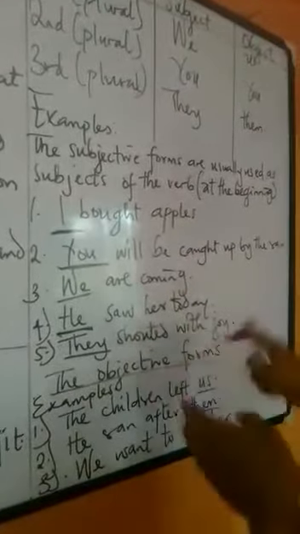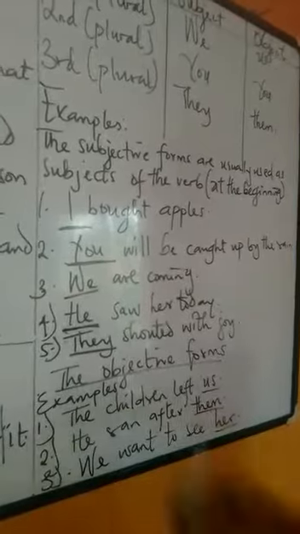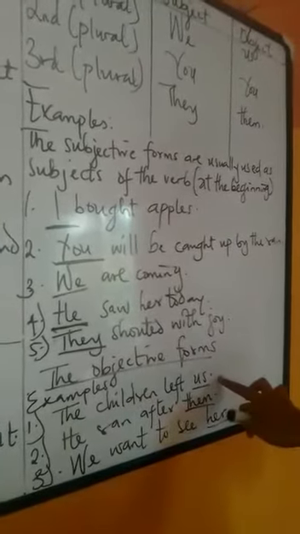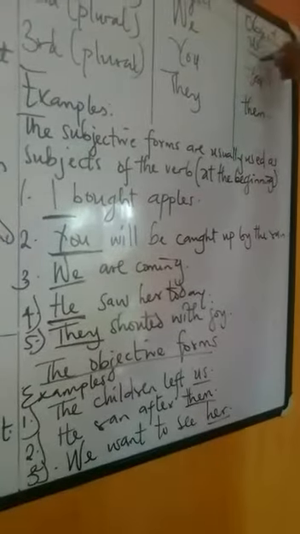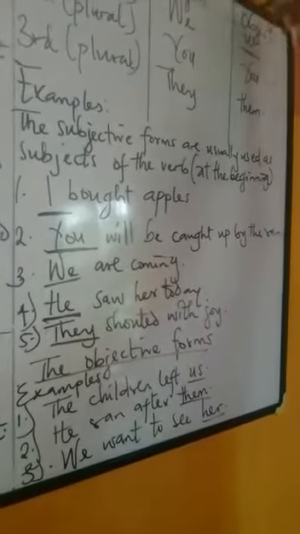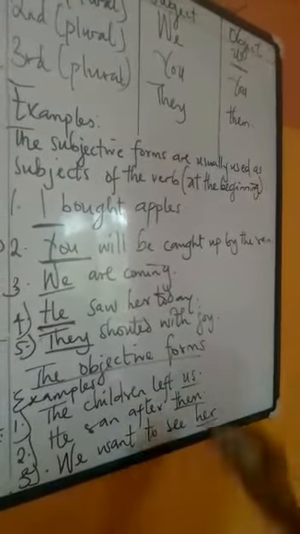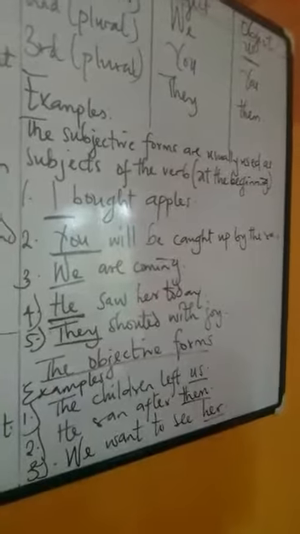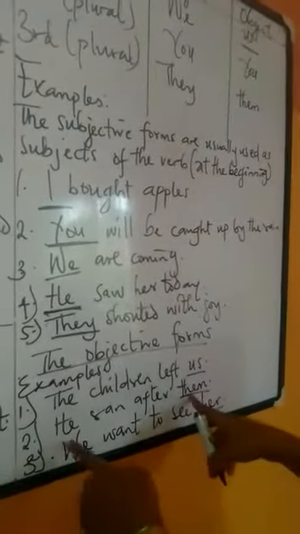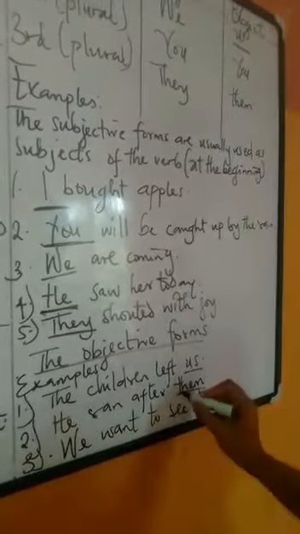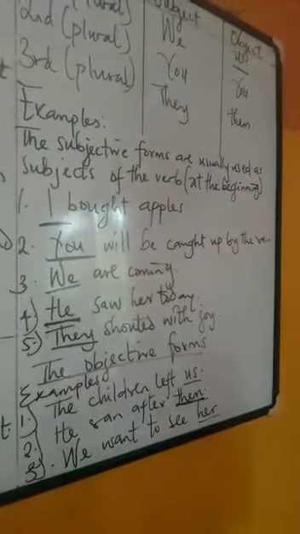Now, let's look at examples of objective forms. The children left us. You see now, us here is the object form that we talked about, first person plural, us. So us here is the object pronoun. He ran after them. You see now, there are two pronouns here, but them is the object pronoun.